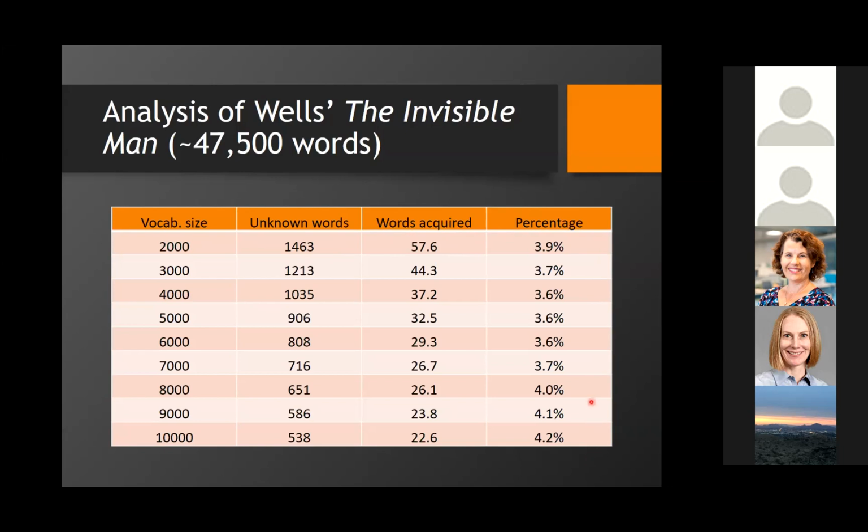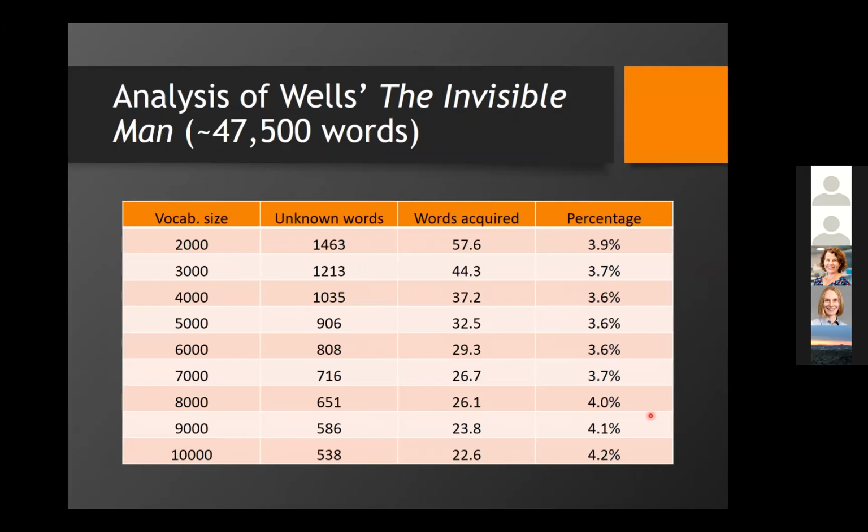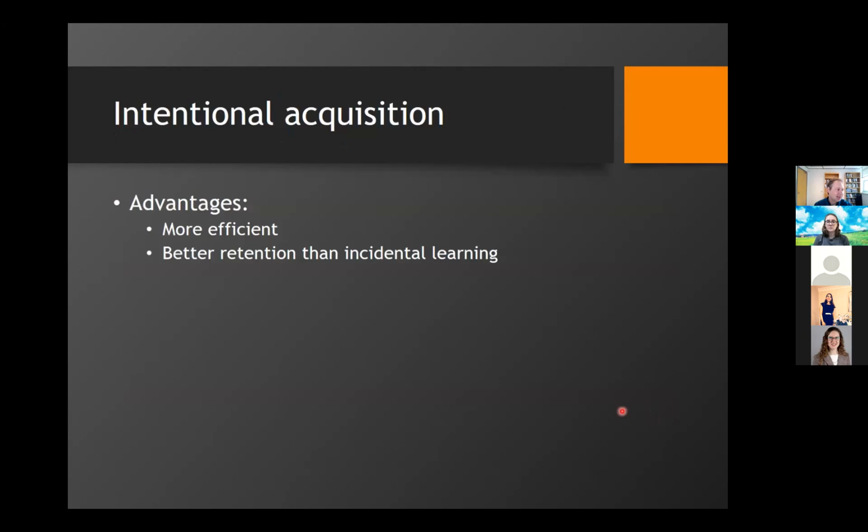So I would contend that input is essential for language learning, including vocabulary learning, but maybe we should move away a little bit from incidental vocabulary acquisition and think about more old school methods like intentional acquisition. And I'll talk a little bit more about this towards the end too. So let's talk just very briefly about intentional acquisition. This is learning off a word list, things like that.